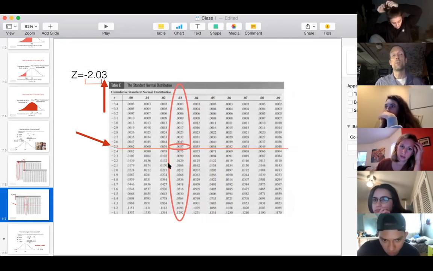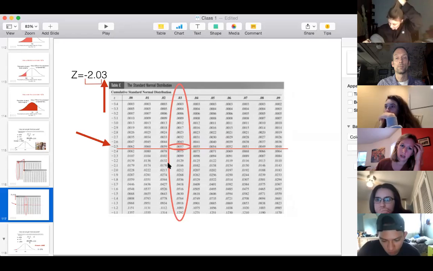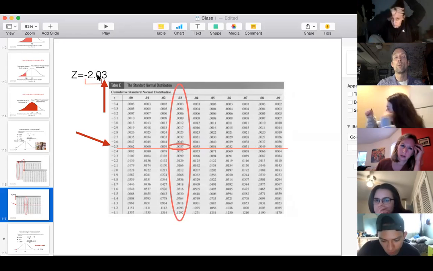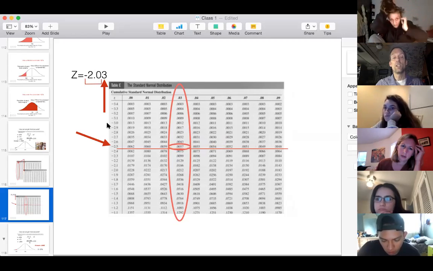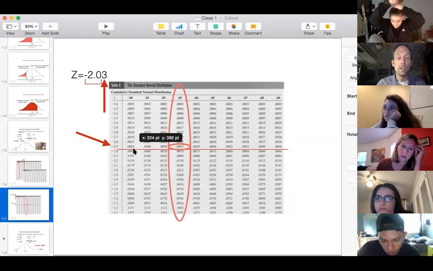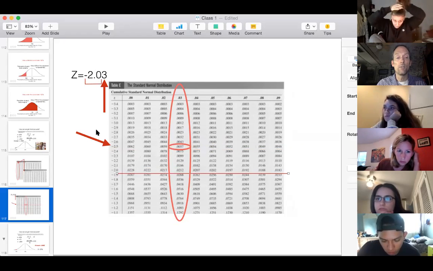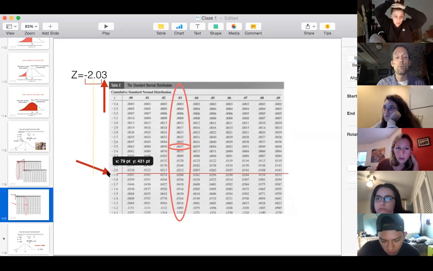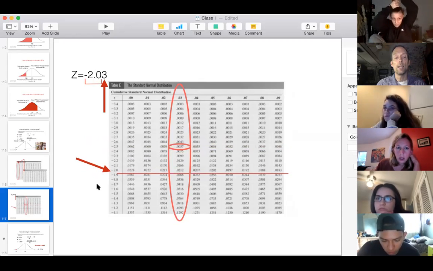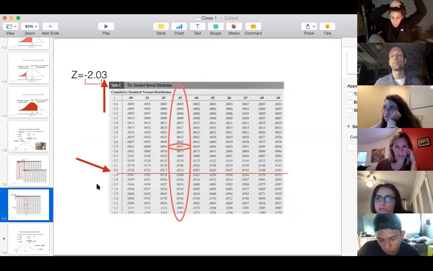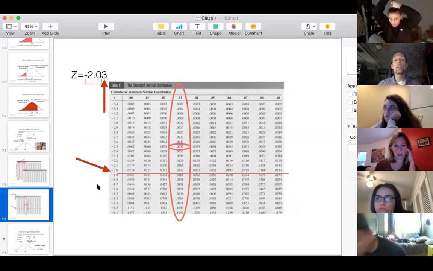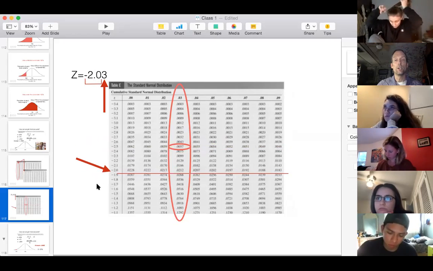What would change though? And the hint is what I'm circling with the mouse right here. The tenths digit is different, so we would take our line here and we would drop it down to negative 2.0, and this would be our row right there. Okay. All right. Any other questions anybody else has about reading the Z-chart?